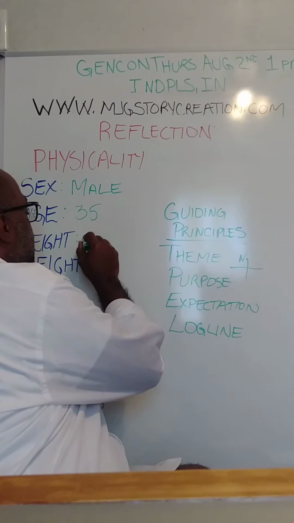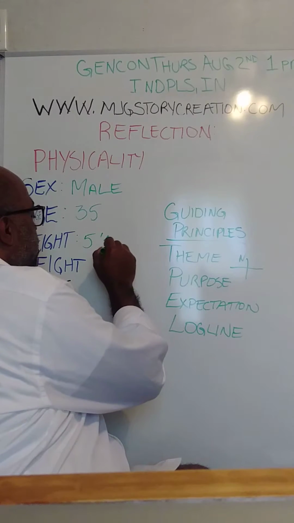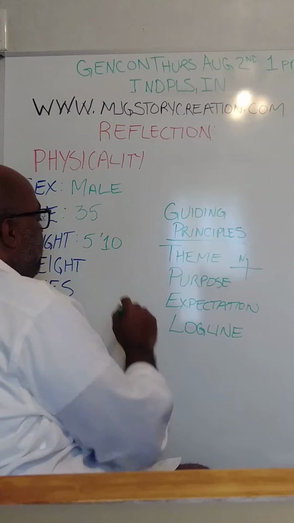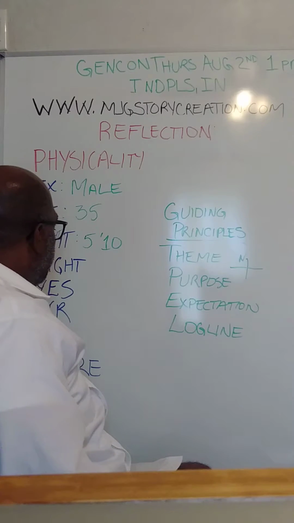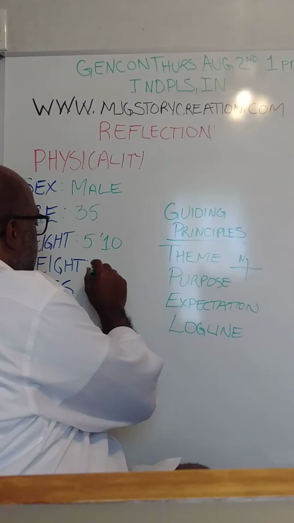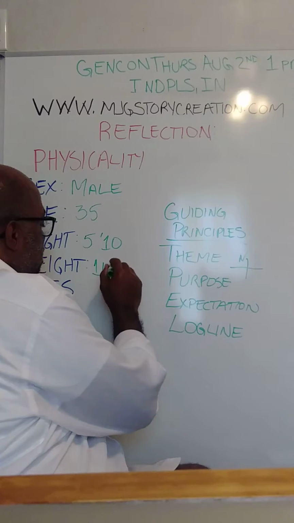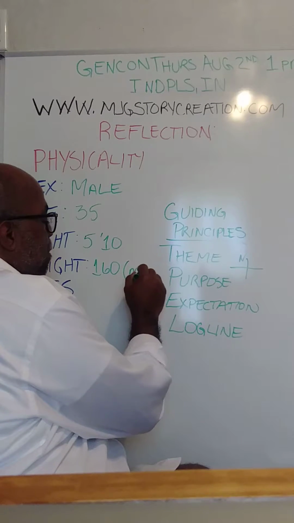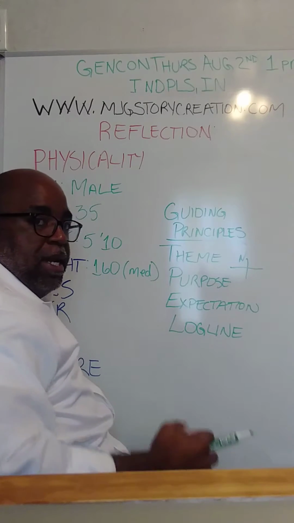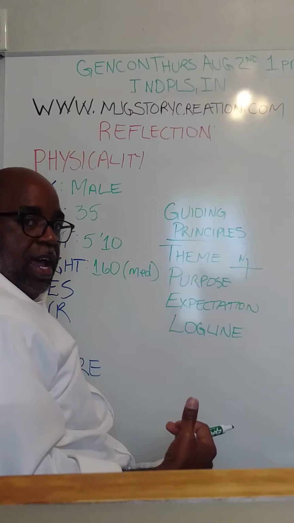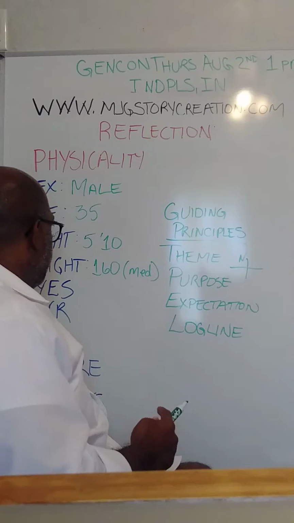Height. So he's going to be average height for an African American male in Hollywood, which is 5'10". And weight, he's going to be 160 with a medium build. So not only do you want to put in his weight, but you want to put in how he looks to give a clear picture of that.